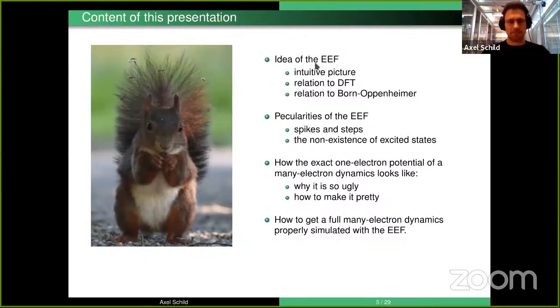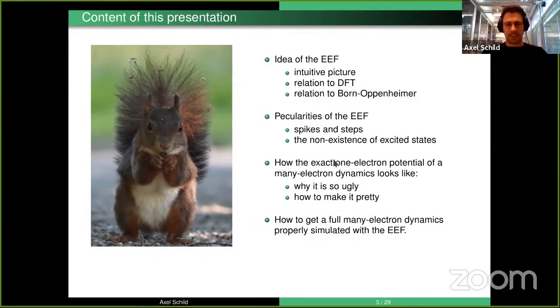Now, the content of the presentation is first going to go through the idea of this exact electron factorization and some intuitive picture. I'm also quickly going to relate this to density functional theory and to this Born-Oppenheimer picture. You will see why. Then I'm talking a little bit about the peculiarities of the exact electron factorization, because it's a special theory and we have some interesting properties of the theory that might be surprising for you.